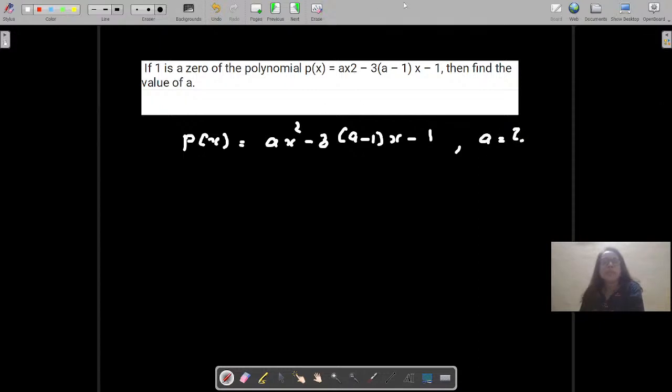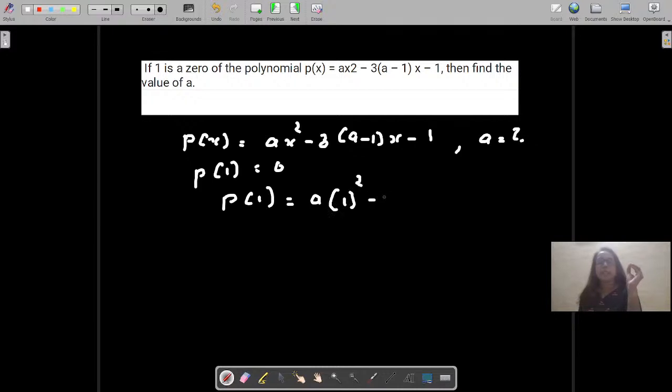Right? So if 1 is the 0 of the polynomial, we can say that p of 1 is equal to 0, because 1 is the 0 of the polynomial. So, p of 1. What is p of 1? 1 we will substitute in this equation. That is, instead of x, you write 1. Okay, instead of x. That is a into 1 square minus 3 into a minus 1 into 1 minus 1 is equal to 0. Okay, is equal to 0.